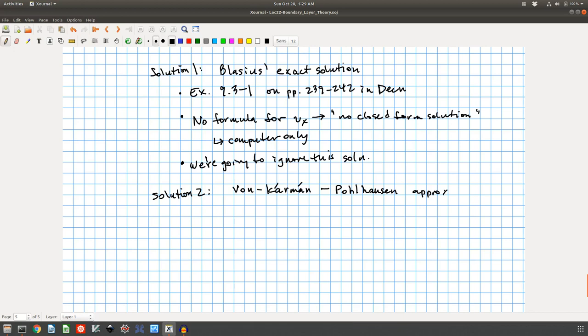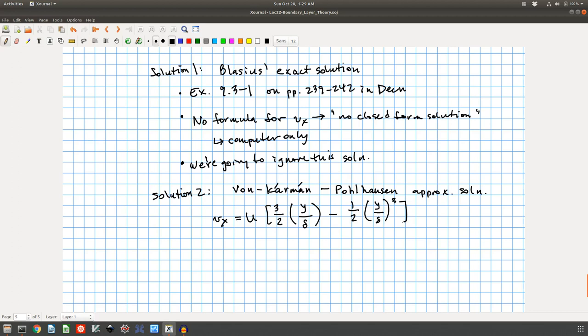Approximate solution. Okay, they came up with a solution because boundary layer theory was done before computers. All right. They came up with a power series solution, which we will use. So here is their solution. U equals 3/2 y divided by delta, minus 1/2 y divided by delta, cubed. That's the solution. But you need to know delta.